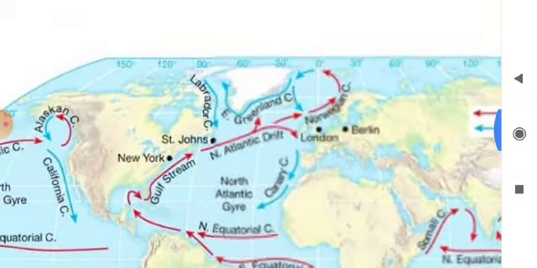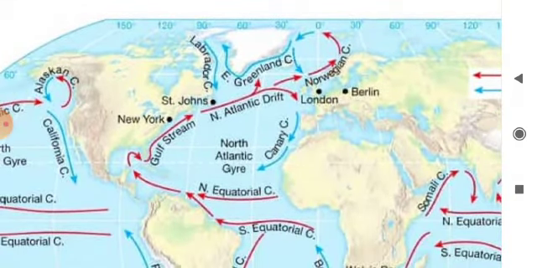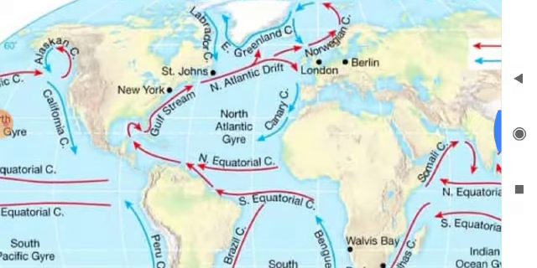Next, Labrador current. The Labrador, an important cold water current of the North Atlantic Ocean, has its origin in the Arctic Ocean, which flows from north to south between Greenland and the Baffin Islands. Passing southwards, it merges with the Gulf Stream near Newfoundland, right? The convergence of this cold water current with the Gulf Stream near Newfoundland results in dense fog.